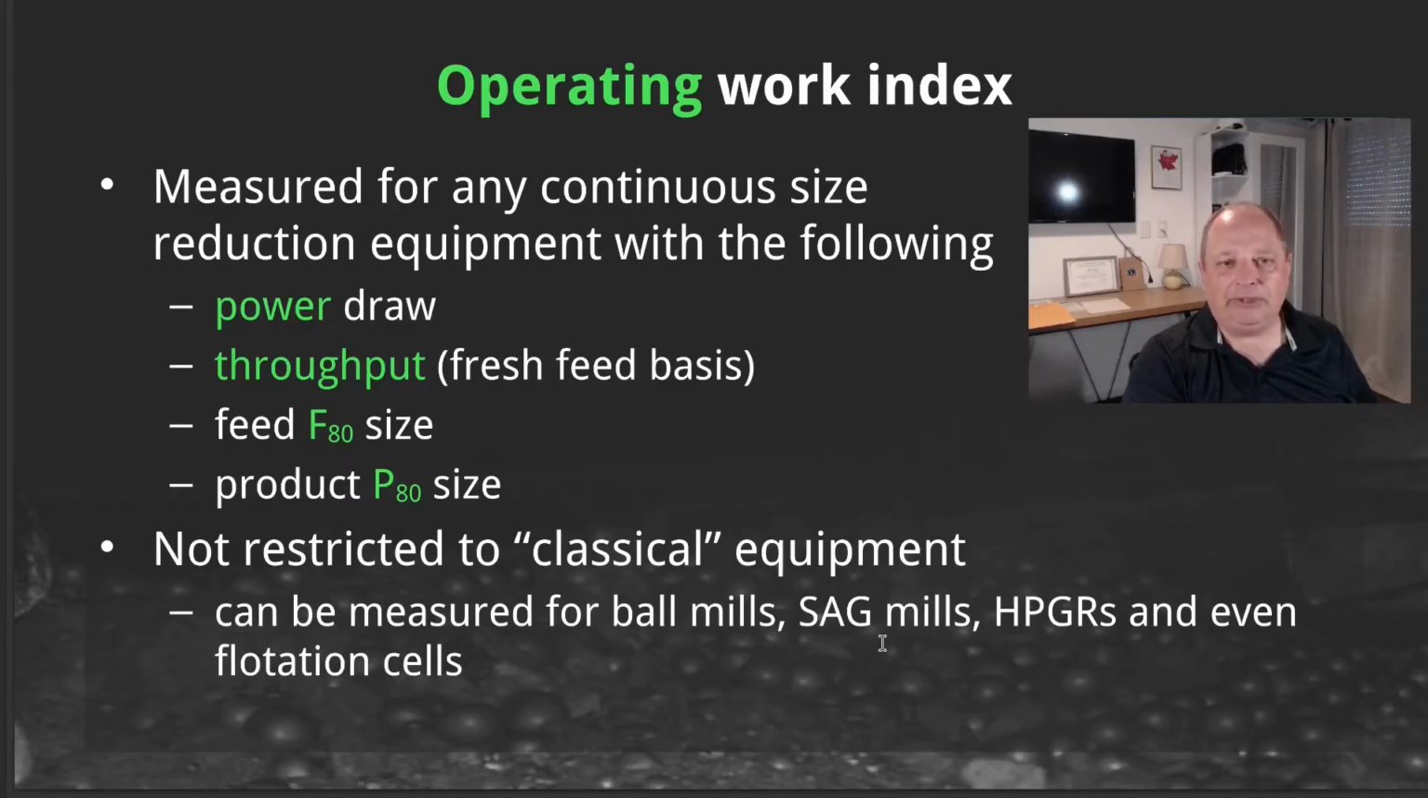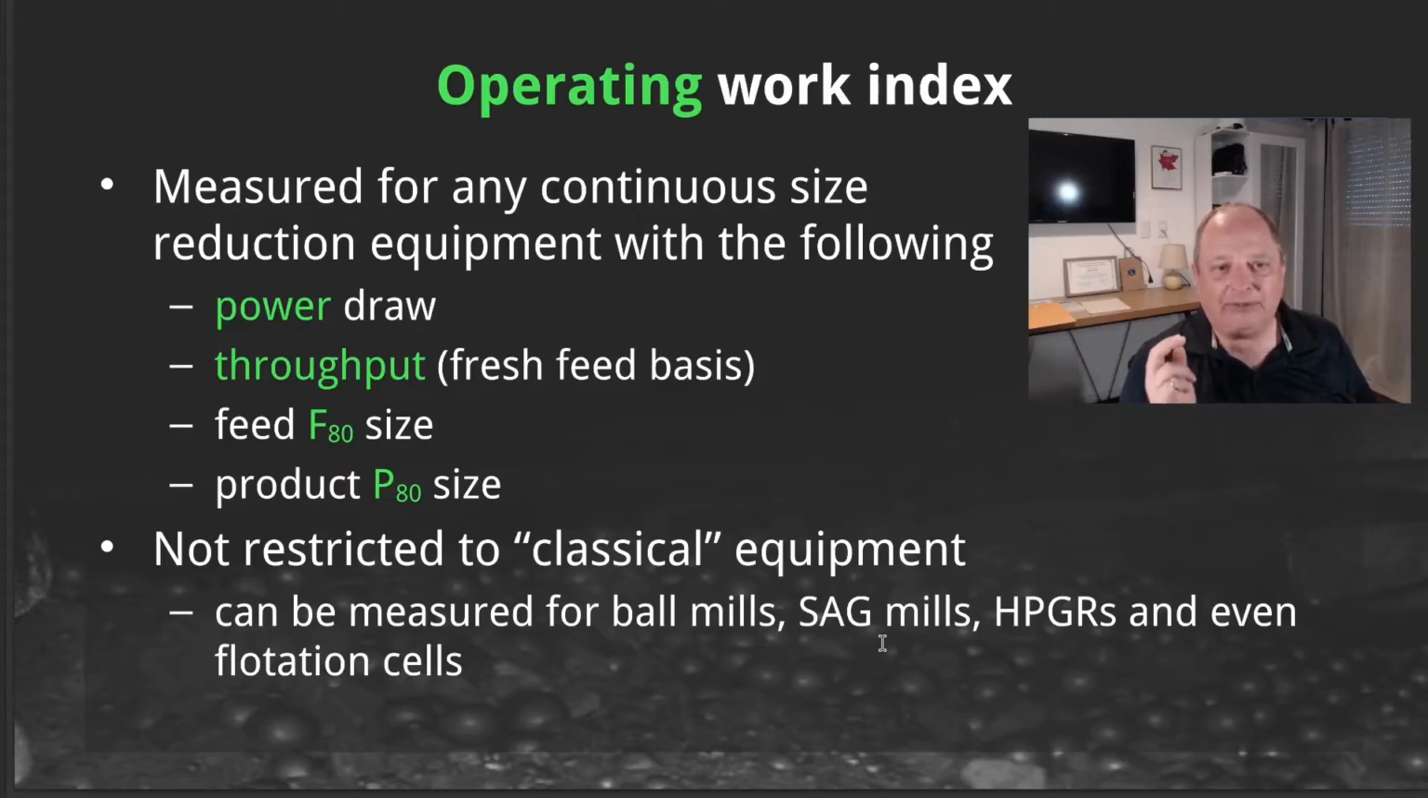The next work index we will talk about is the operating work index. It's measured for any continuous size reduction equipment that has power draw, and this will be the mechanical power at the shell of the device, the shell of the mill, pinion power, that sort of thing. You'll have the throughput in terms of metric tons per hour on a dry feed basis. So again, you have to account for the moisture that's in your ore and take that out before you plug it into an operating work index computation.